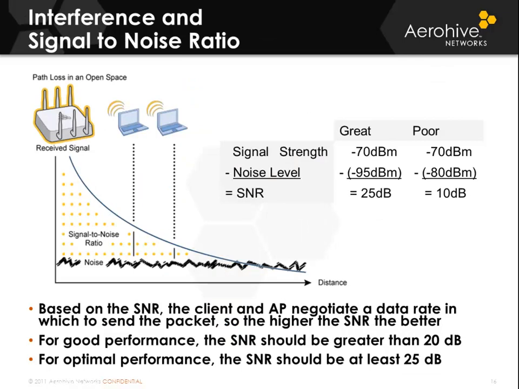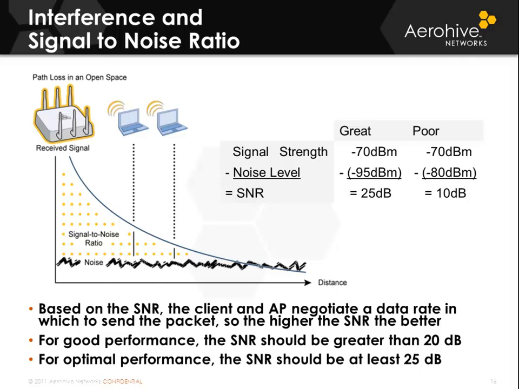Interference and signal to noise ratio. The closer you are to the transmitter, the stronger your signal is going to be, the better the quality of your transmissions. The farther away you move, the weaker that signal is going to be, and you're going to get closer to the noise floor. Hence the name signal to noise ratio.